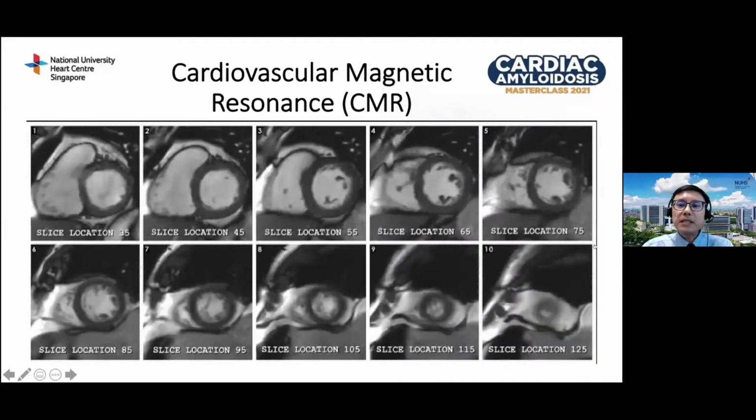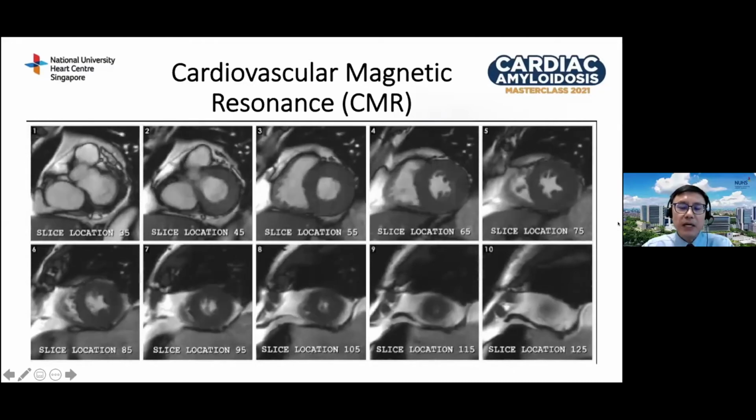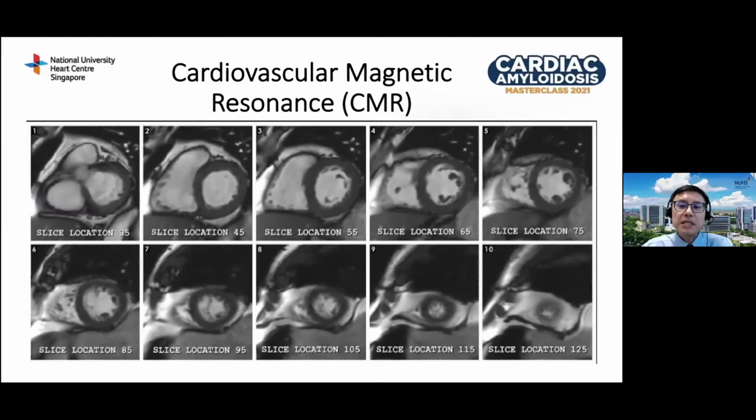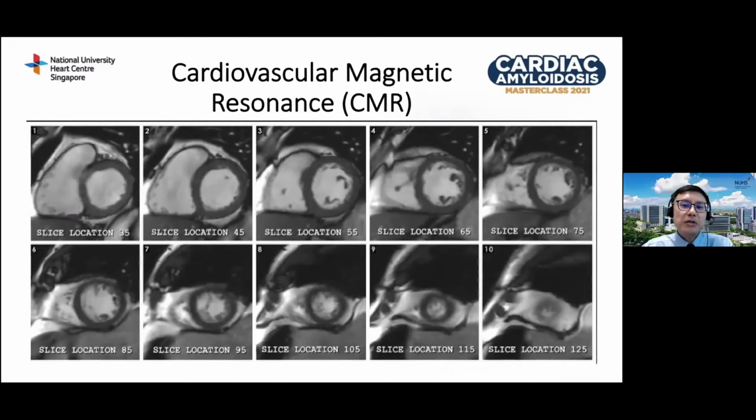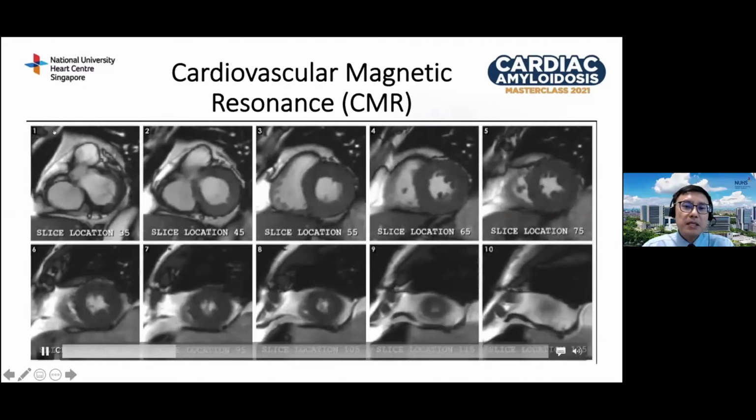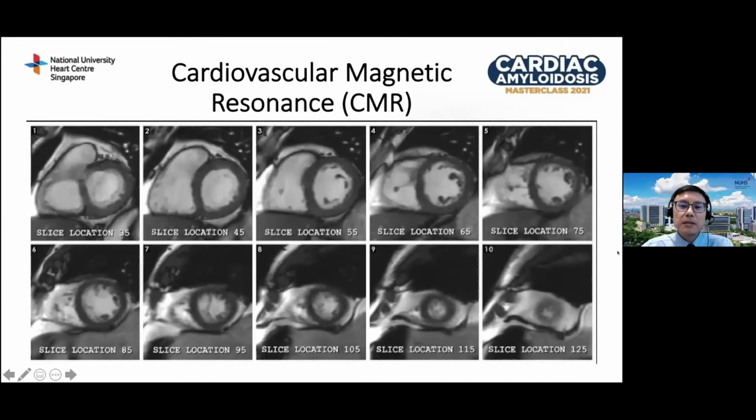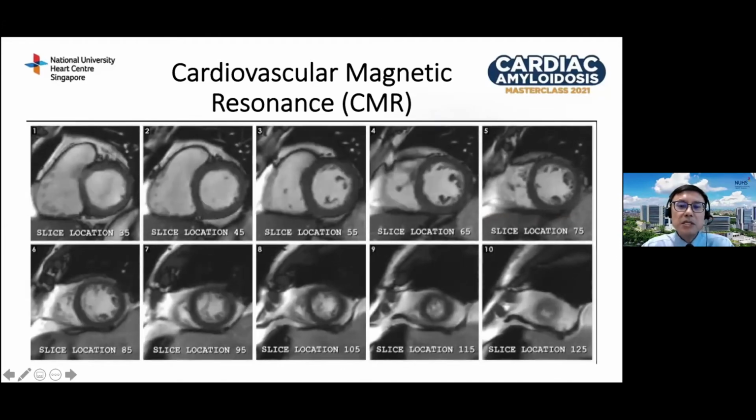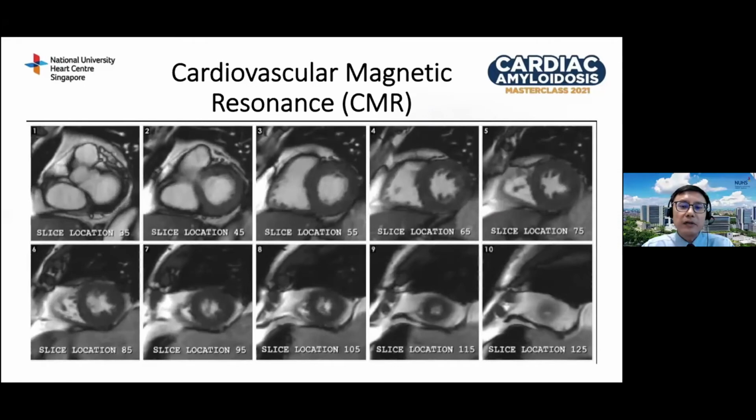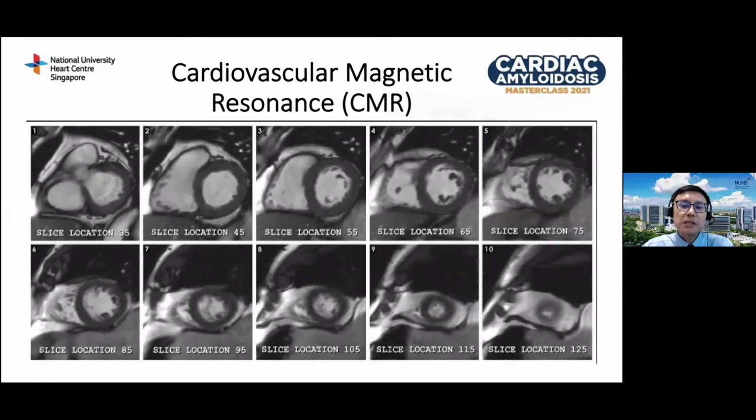This is an example of a series of moving pictures, what we call cine images, of the ventricles from the base here, image number 1, all the way to the apex, image number 10. These are a series of contiguous slices of the short axis view of the ventricles from the base to the apex.